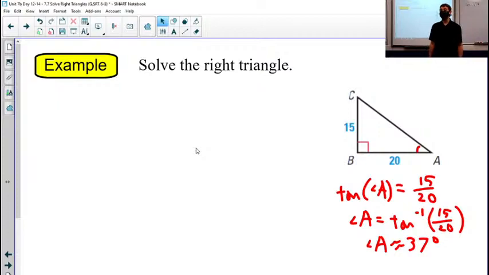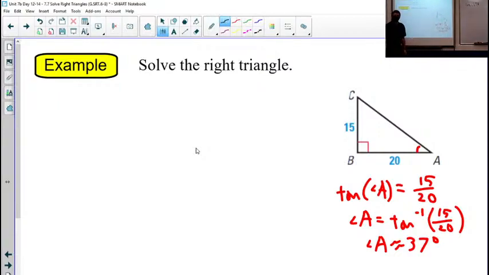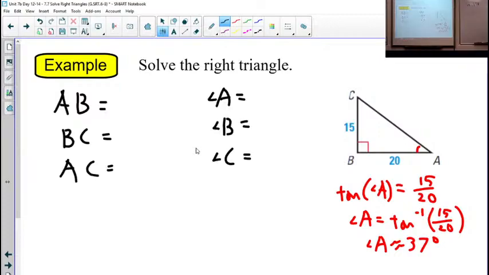Now we're going to add to that, because we're going to do a process called solving a right triangle. In solving a right triangle, what you are doing is finding all of the measurements of that triangle. So a triangle has 3 sides and 3 angles. We're going to find them all. Boy, that's a whole lot of measurements. Good news, we already know most of them.